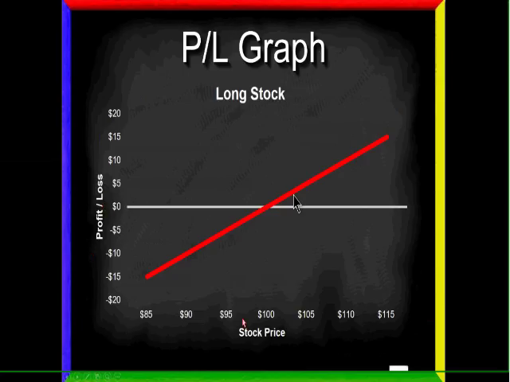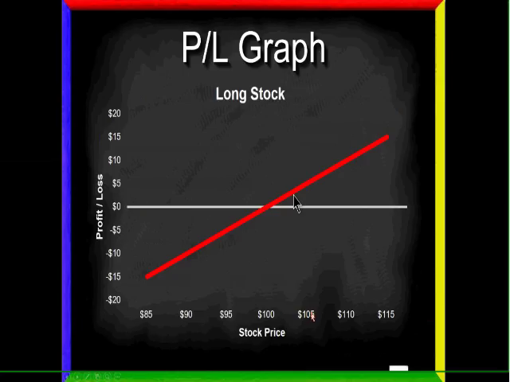So what we're looking at here could be 1 share of stock or 100 shares of stock purchased for 100. Notice that if we line up at 100, it lines up at 0 profit and loss. So if I buy stock for 100 and sell it for 100, I broke even. That's what this horizontal white line is. That's my break-even point. What if the stock goes to 105?